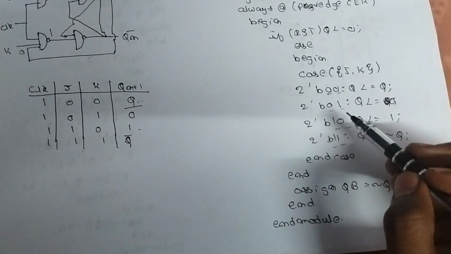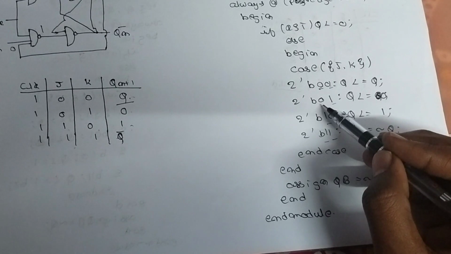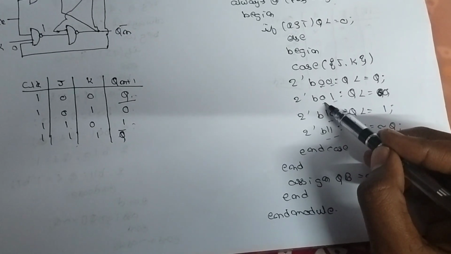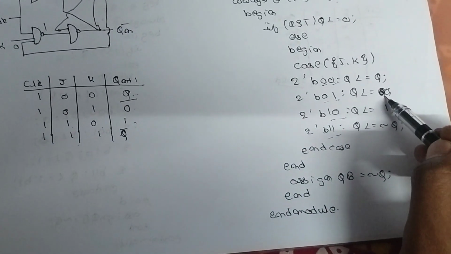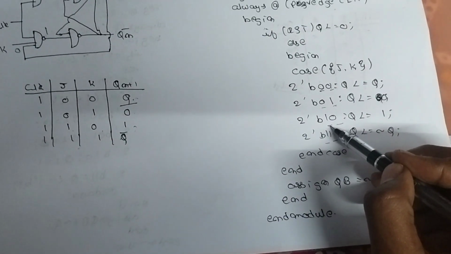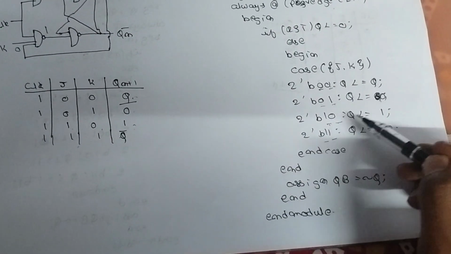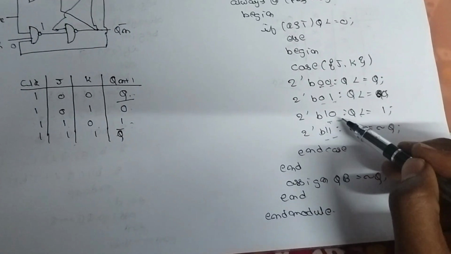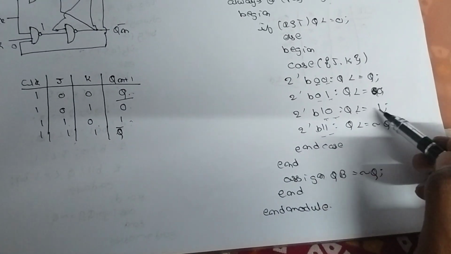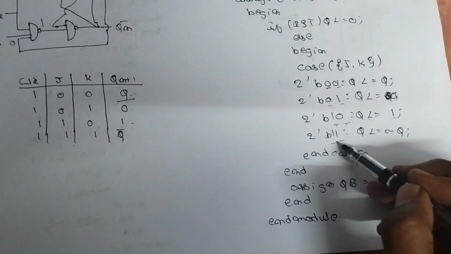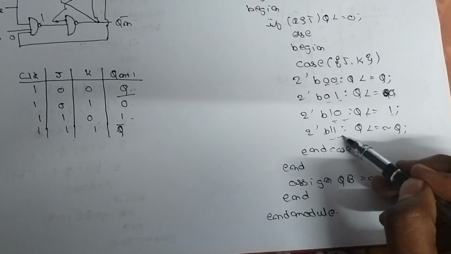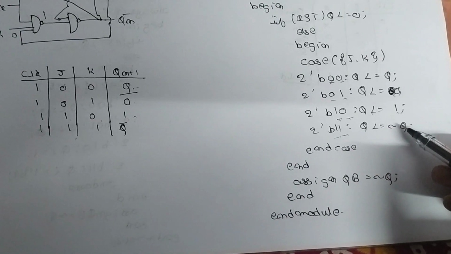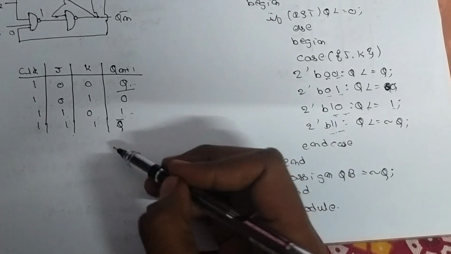In the same way, here we have also written: if J is 0 and K is 1, Q will give 0. If J is 1 and K is 0, Q will give 1. If J is 1 and K is 1, then Q is equal to not Q. That is, not Q means Q bar.